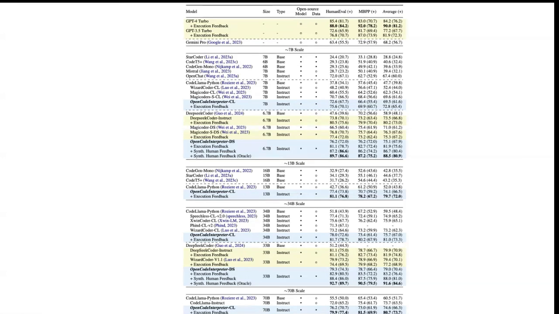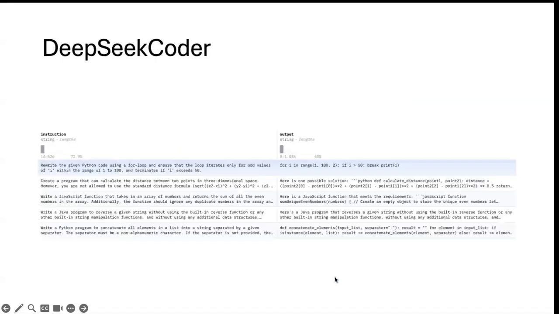And as you can see, this Open Code Interpreter could perform much better in terms of accuracy, from the various pre-trained models, along with the open as well as the closed source models.